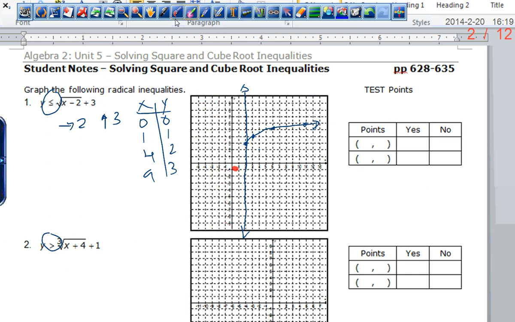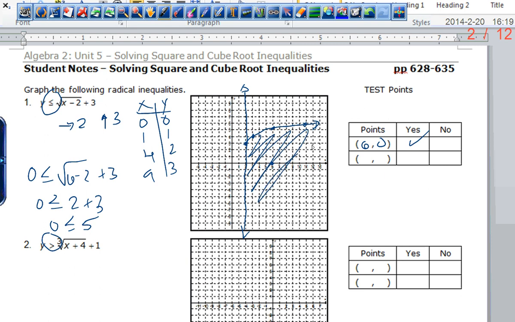Can't do it. The last thing they want us to do is pick a point on the inside, pick a point on the outside. So if you pick like, I don't know, 6 comma 0 maybe. So on the inside or outside, I mean like underneath or above. So we put in 6, so I get 0 is less than or equal to the square root of 6 minus 2, plus 3. So 0 is less than or equal to the square root of 4, which is 2, plus 3. So is 0 smaller than or equal to 5? Absolutely it is. So that means I'm shading below. And it's either going to be shade above or below. It's never going to be both.